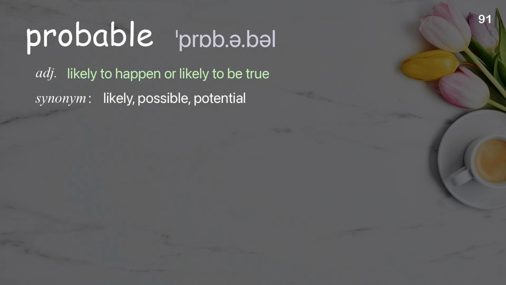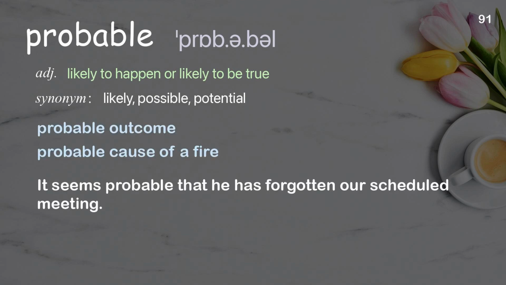Probable. Likely to happen or likely to be true. Examples: Probable outcome, probable cause of a fire. It seems probable that he has forgotten our scheduled meeting.